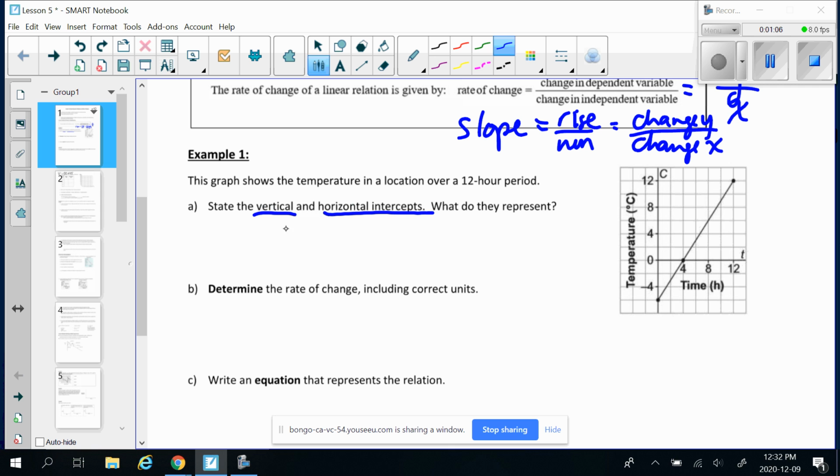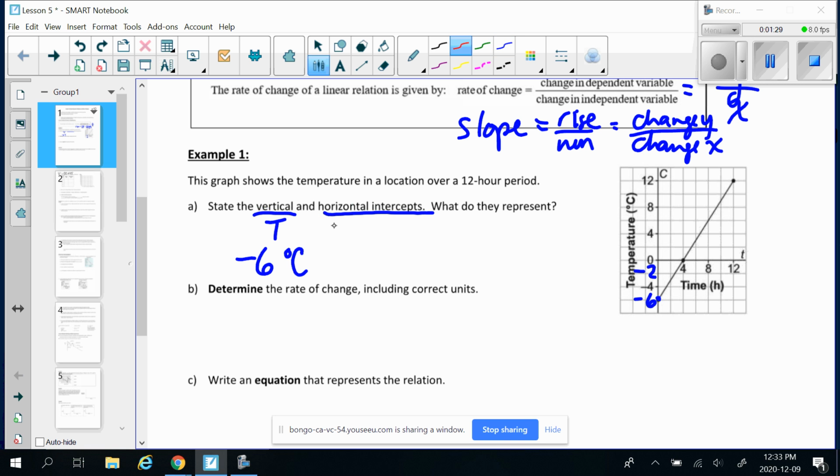It says state the vertical and the horizontal intercepts. Normally the vertical intercept is your y-intercept, but in this case it's T, temperature. So the vertical intercept is here. But if you read carefully, every box represents 2. So this is not 5, it's -6. So the vertical intercept is -6, and you have to put a unit on it, degrees Celsius.